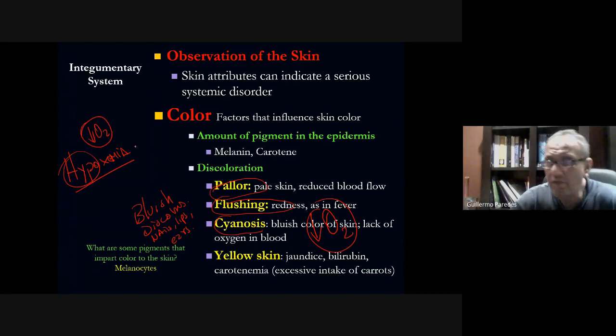Yellow skin is called jaundice. Jaundice is caused by the presence of high levels of bilirubin. Yellow skin, or what is called ichthyosis, you need to know this name, ichthyosis, is when the skin is yellow. Where is the first place you can see the yellowish color of jaundice? It is in your eye.